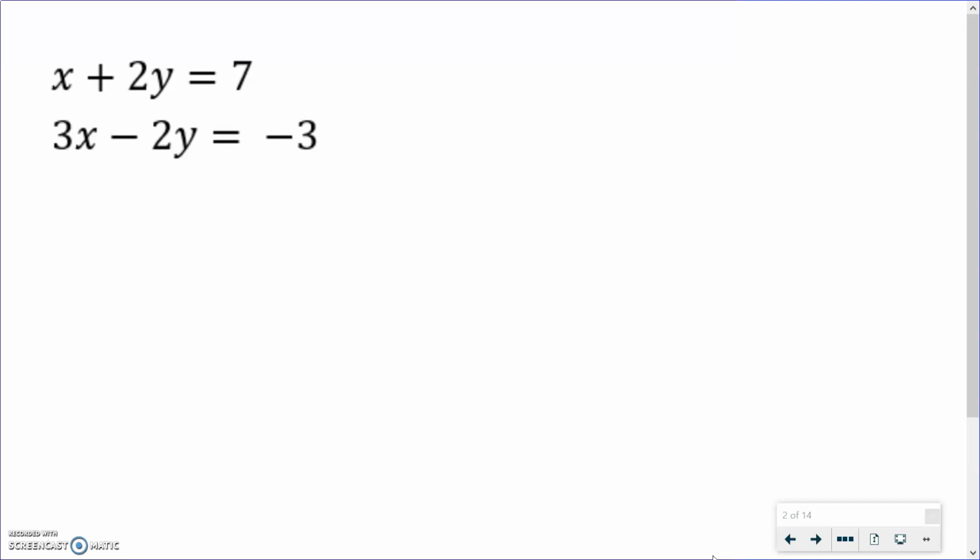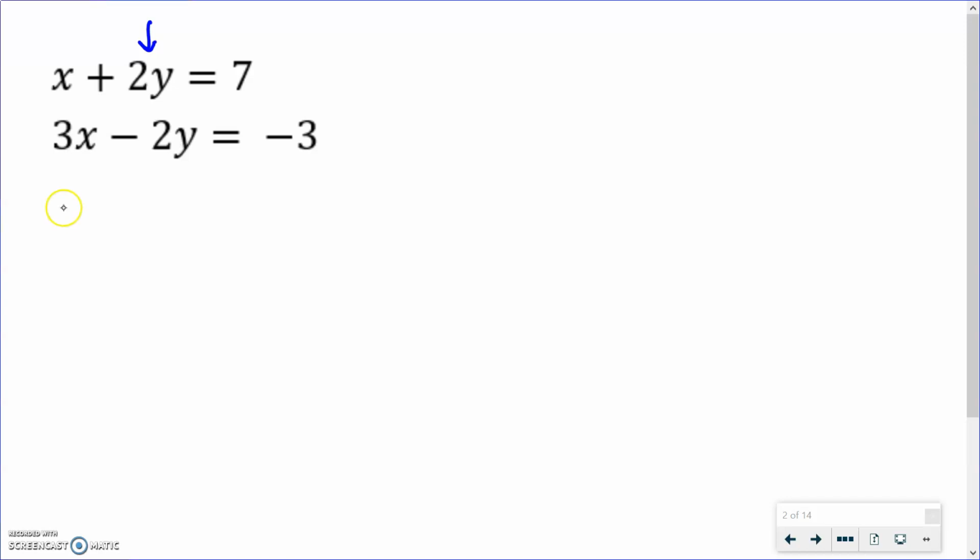So we're going to start out with a system of equations that the variables will eliminate just by adding these two equations together. Okay, so this first one, we look and we see, oh look, this is 2y and this is negative 2y. And so if I add 2y plus negative 2y, that's going to make 0, and that's what we want. We want them to eliminate.